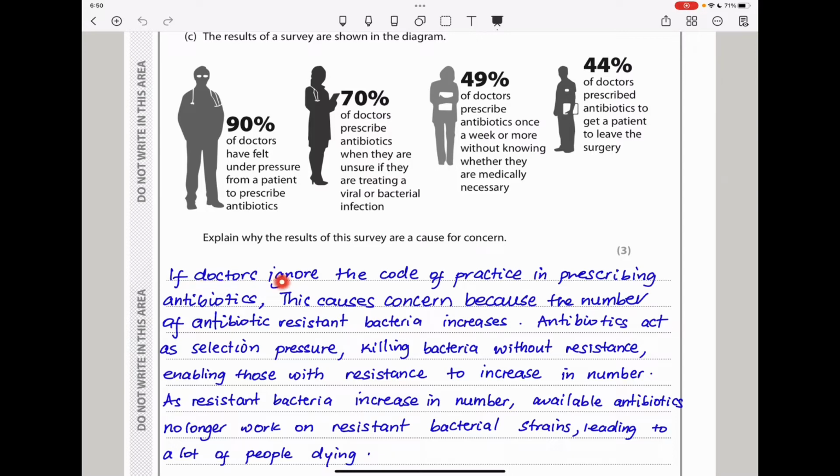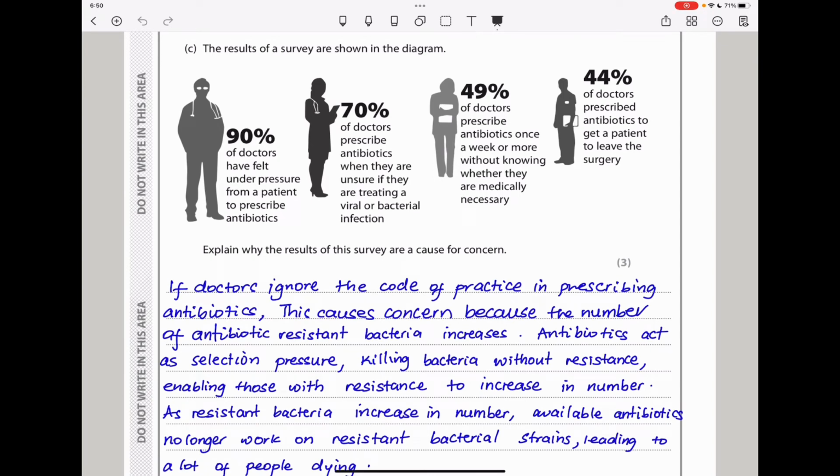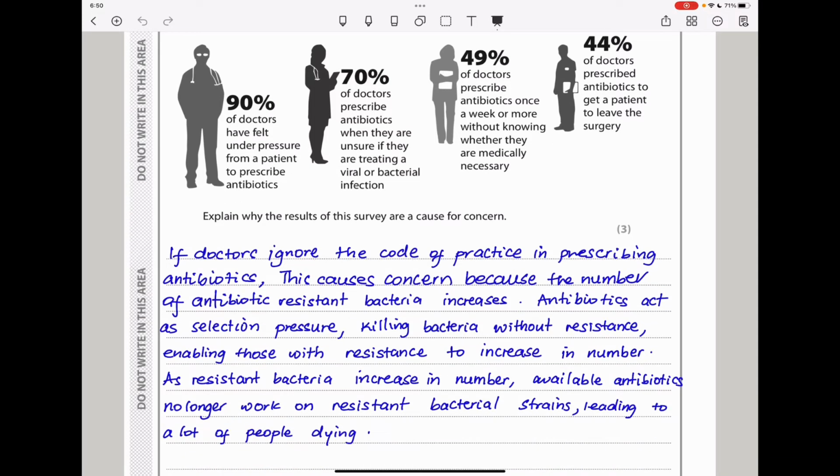I said, if doctors ignore the code of practice, remember we are referring to the code of practice that they should prescribe antibiotics only when necessary. So if they ignore the code of practice in prescribing antibiotics, this will cause concern because the number of antibiotic-resistant bacteria will increase. Antibiotics act as selection pressure, killing bacteria without resistance and enabling those with resistance to increase in number. As a result, the resistant bacteria increase in number, and the available antibiotics will no longer work on the resistant bacteria strains, leading to a lot of people dying from exposure to bacterial infections.